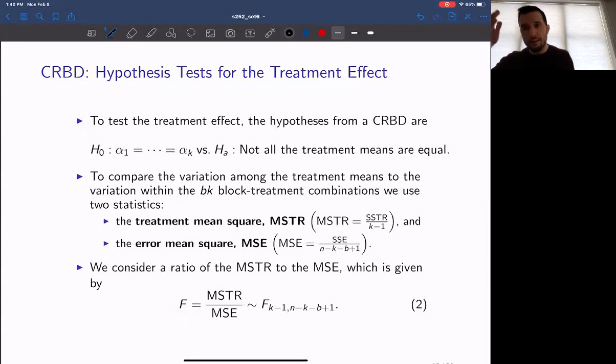And this is going to work exactly the same way as it did for the one-way ANOVA. We compute an MSTR, we compute our MSE, and we divide them to get an F statistic. And then you'll notice that this F statistic has K minus 1 degrees of freedom in the numerator spot. And then it has N minus K minus B plus 1 in the second slot. So this is just like it was before, DF treatment, DF error. So we just have two degrees of freedom corresponding to this F value.